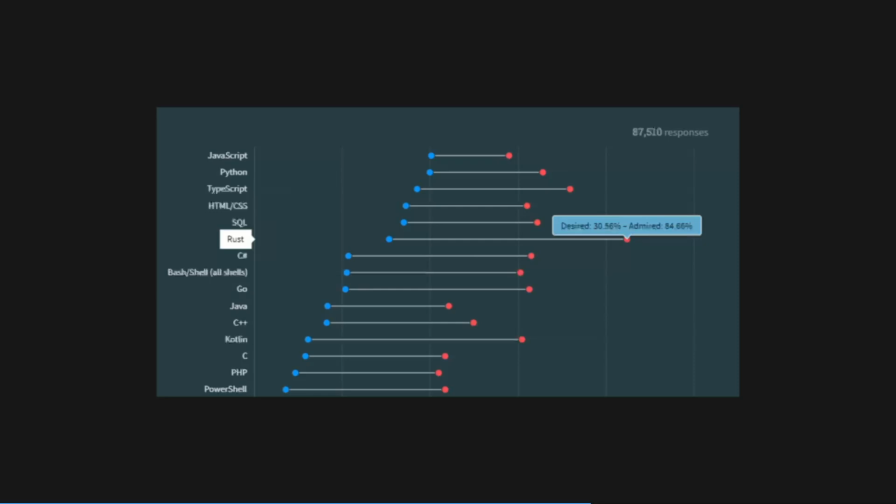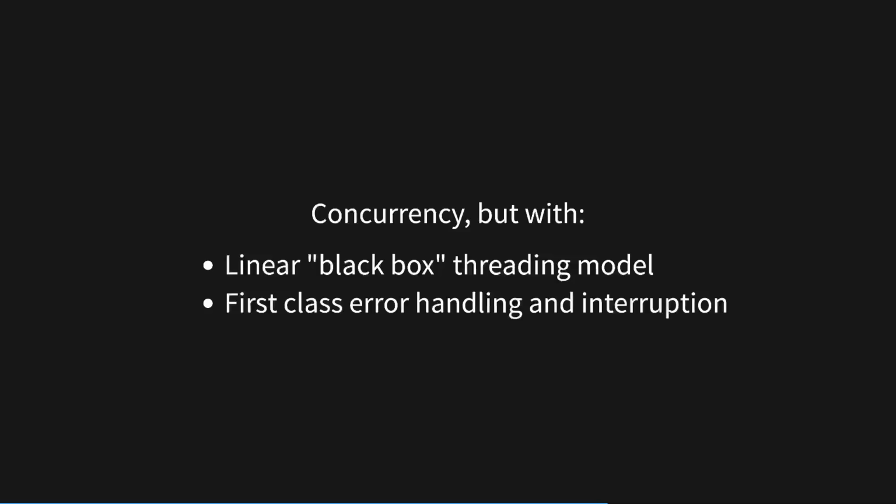What if we could apply this to concurrent tasks? What we need is a way to accomplish the same thing as Go or callbacks, that is, assigning concurrent work to be done asynchronously, but in a way that preserves our black box model and linear control flow, and provides first-class error handling and interruption through built-in primitives.